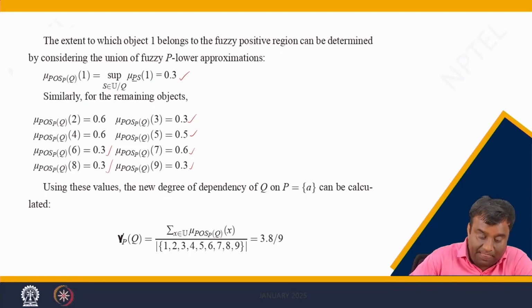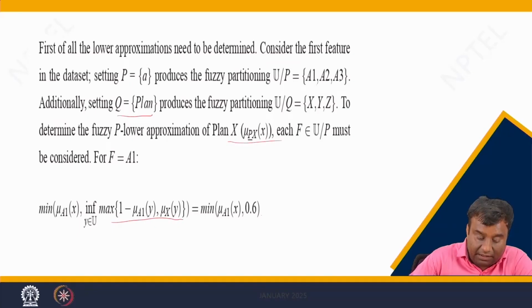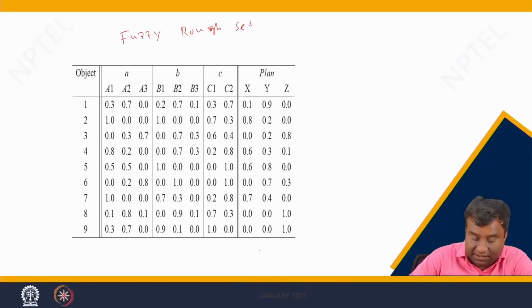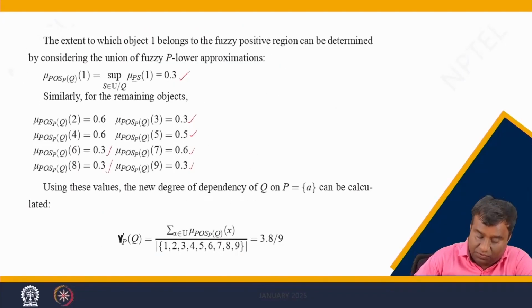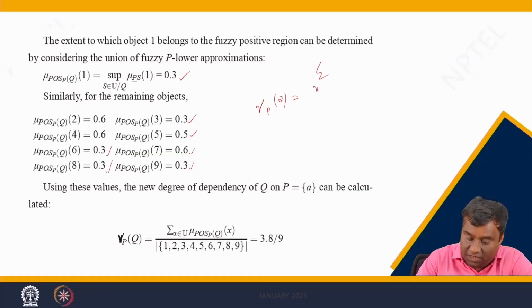So you need to calculate all these values like the previous calculations we did in the last two questions. Solve these things and use the table. So here 9 elements are there, so the total number of elements is 9. Now you know that the degree of dependency of attribute P, if I say A, on Q, that is the plan, is equal to the summation over X belonging to U of the membership value of the positive region, divided by the total number of objects, that is 9.